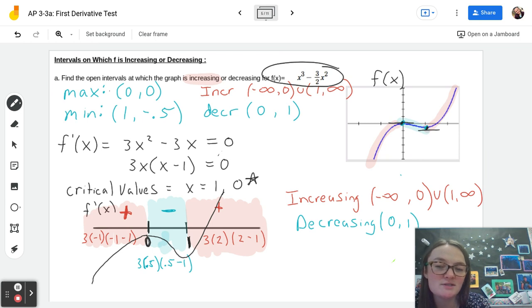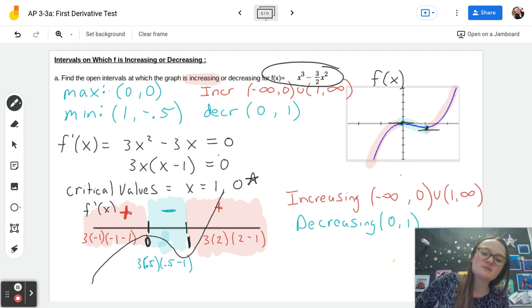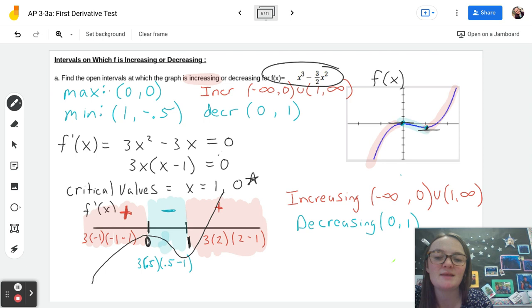If I plug negative 1 into the derivative, I get 3 times negative 1 times negative 1 minus 1, and I don't really care what the output is, I just care whether it's positive or negative. And it's positive, which means everything from negative infinity all the way up until 0 has to be positive. It has to have a positive slope or be increasing. We use the same method between 0 and 1, where we used 0.5, and between 1 and infinity, where we used 2.